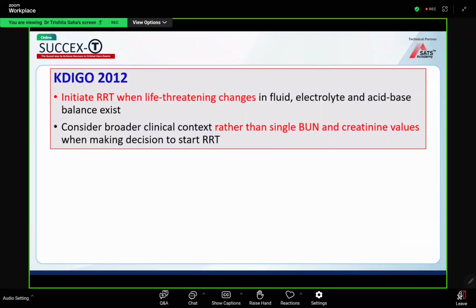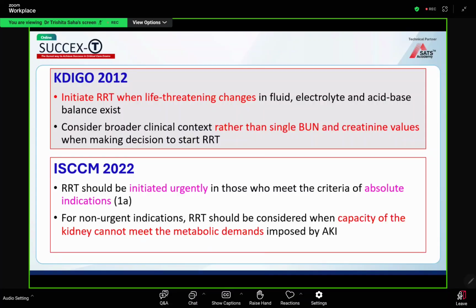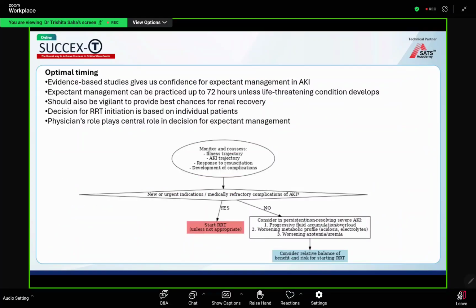So what do the KDIGO 2012 guidelines suggest? Initiate RRT when life-threatening changes in fluid, electrolyte, and acid-base balance exist. Consider the broader clinical context rather than a single BUN or creatinine value when making the decision to start RRT. As per the ICCM guideline, RRT should be initiated urgently in those who meet the criteria of absolute indication. For non-urgent indication, RRT should be considered when the capacity of the kidney cannot meet the metabolic demands imposed by AKI.